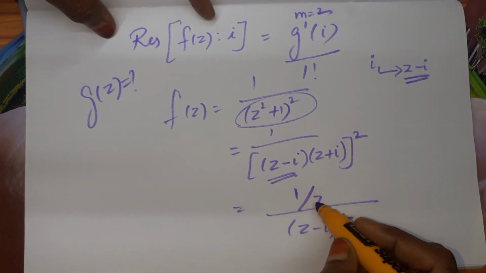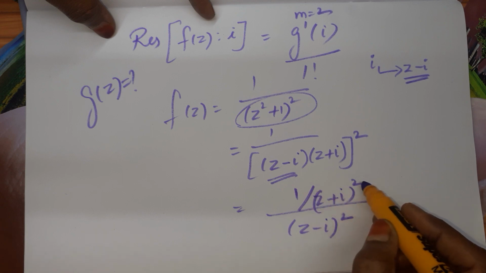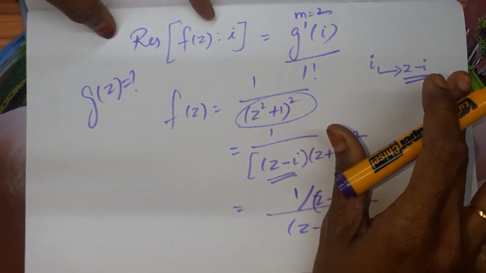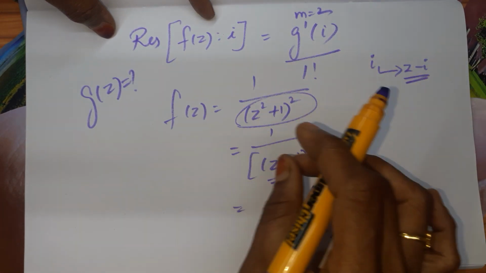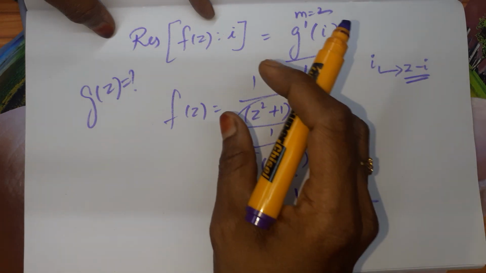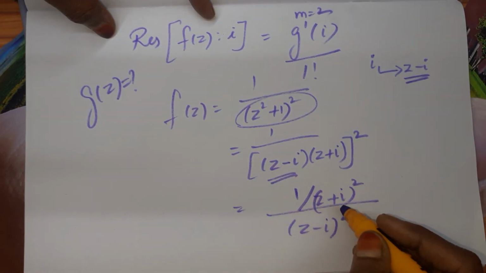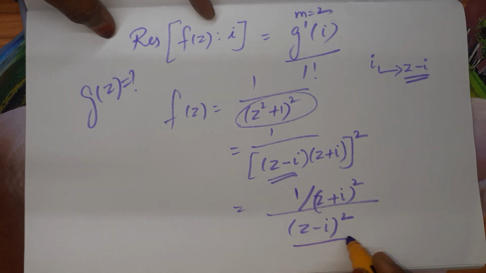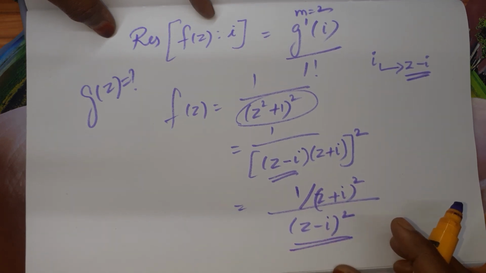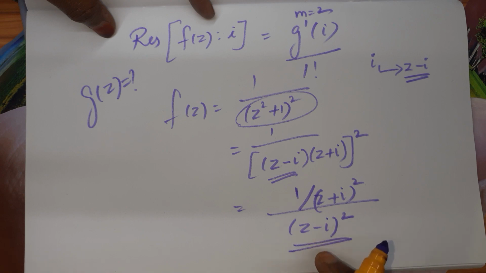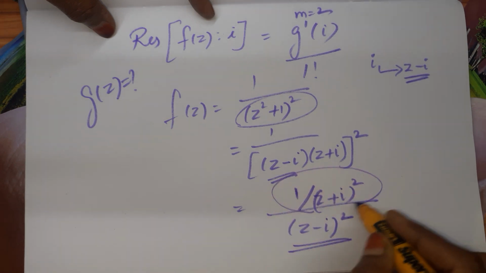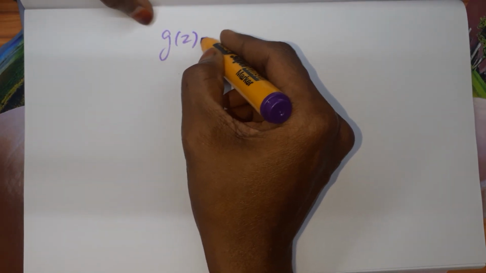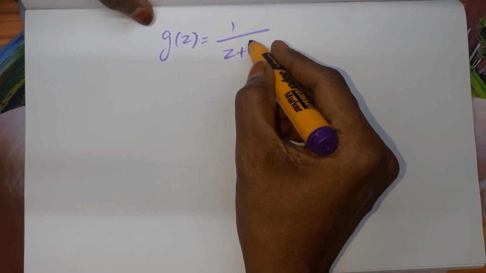I am not asking you to take it directly to the numerator. The given term should not be affected. We are rearranging, rewriting, that's all. So I can rewrite this as 1 by (z plus i) the whole squared, by (z minus i) the whole squared. The pole we have is i only, so the corresponding factor should be there in the denominator. Now this is my g of z.